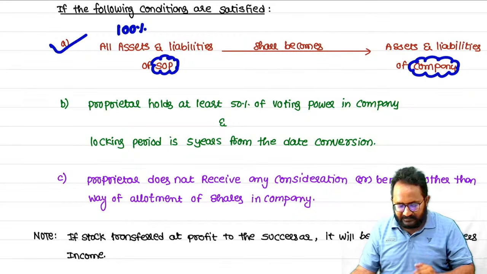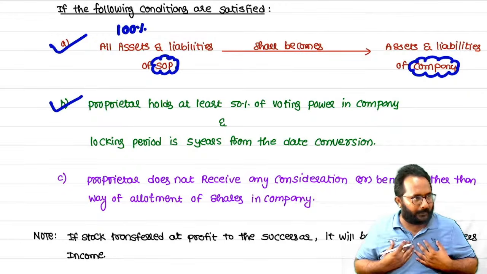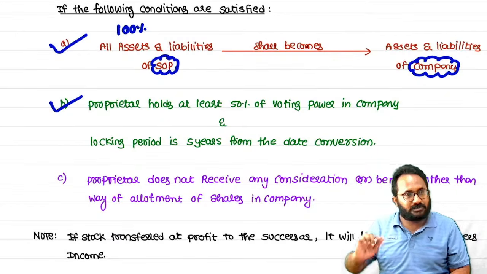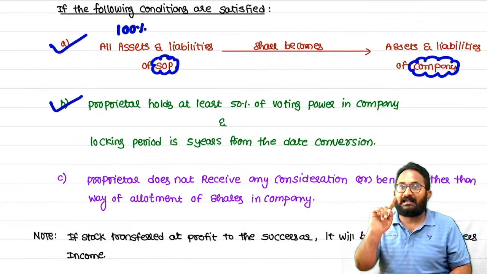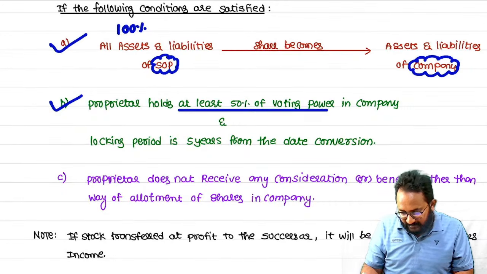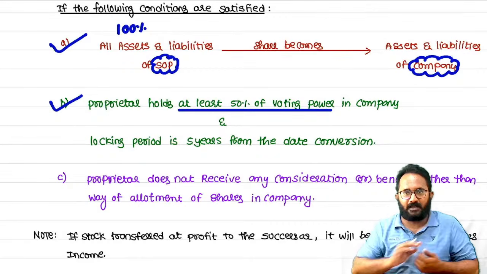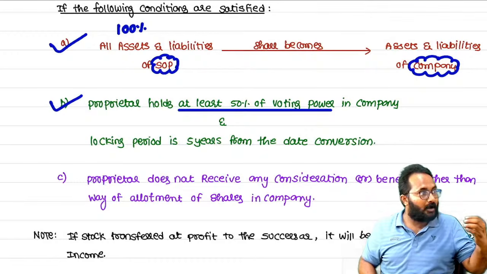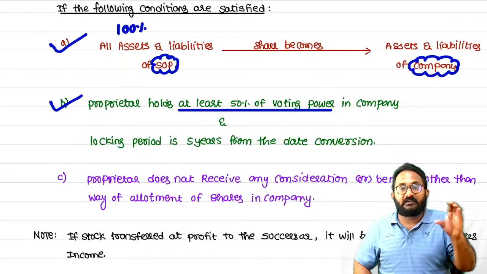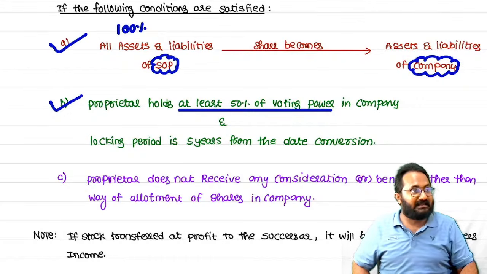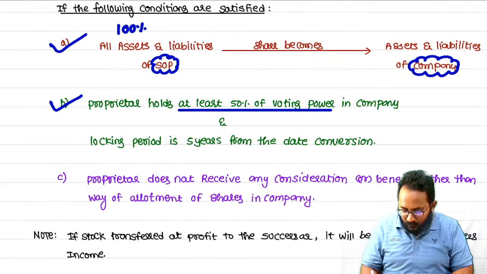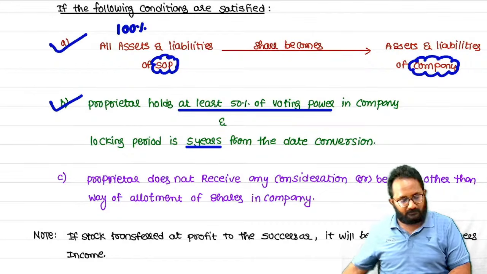100%, right? Next, second: if any sole proprietor is there in a sole proprietorship concern, he is required to become a shareholder in the company with at least 50% of voting rights. How much? 50% of voting power. Means he needs to become the shareholder and hold at least 50% in that company. And that shareholding he is required to maintain for how many years? 5 years. Nothing but the lock-in period is 5 years from the date of conversion.